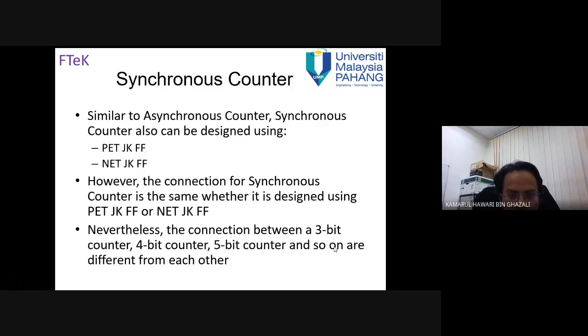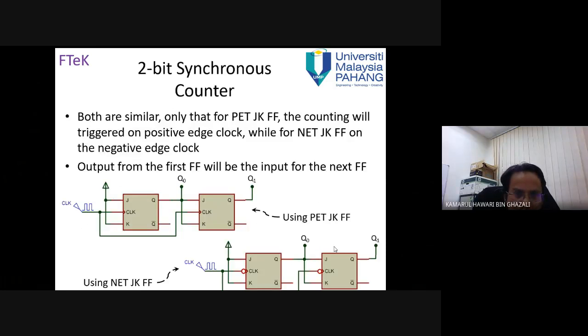Similar to the asynchronous counter, the synchronous counter can also be designed using PET and NET. However, the connection for a synchronous counter is the same whether it is designed using PET or NET. Nevertheless, the connections for a 3-bit counter, 4-bit counter, 5-bit counter, and so on are different from each other. So let's have a look at the first one, the 2-bit synchronous counter.